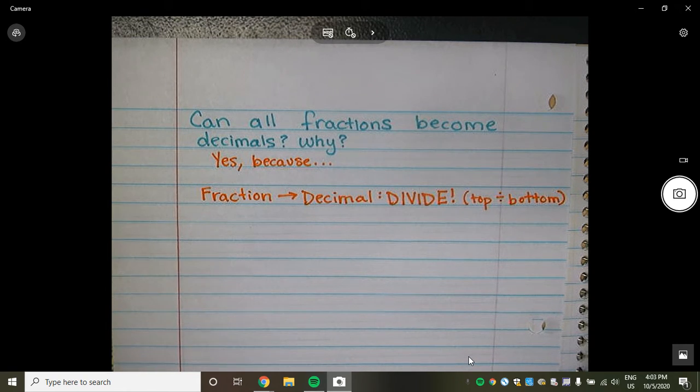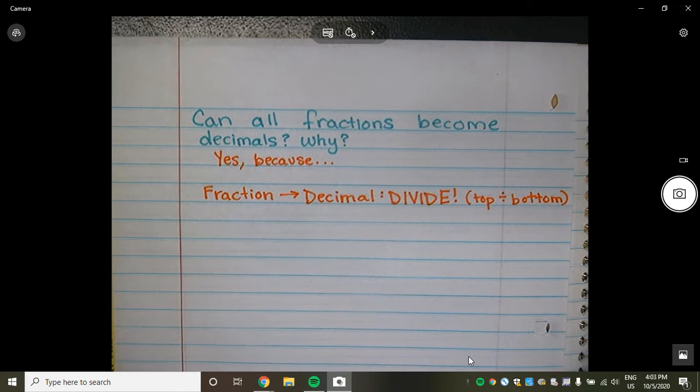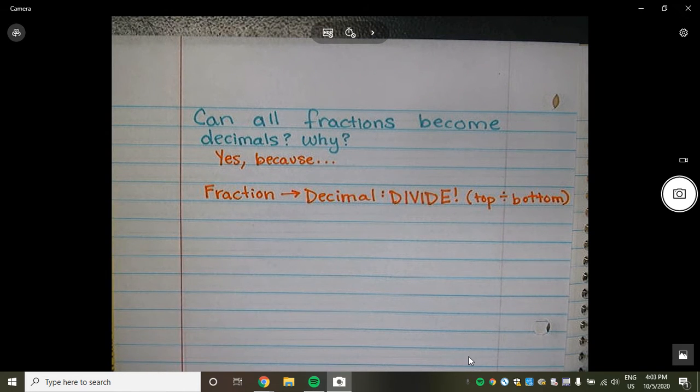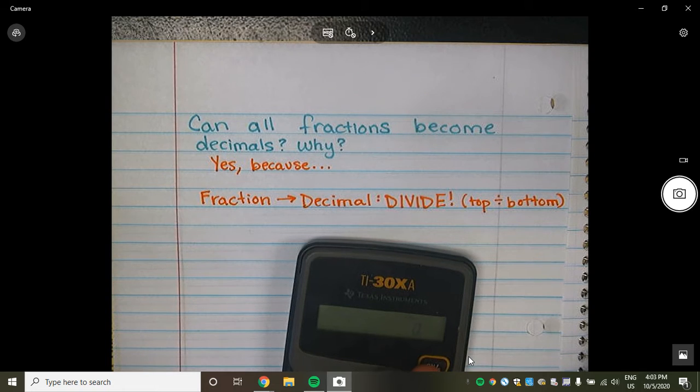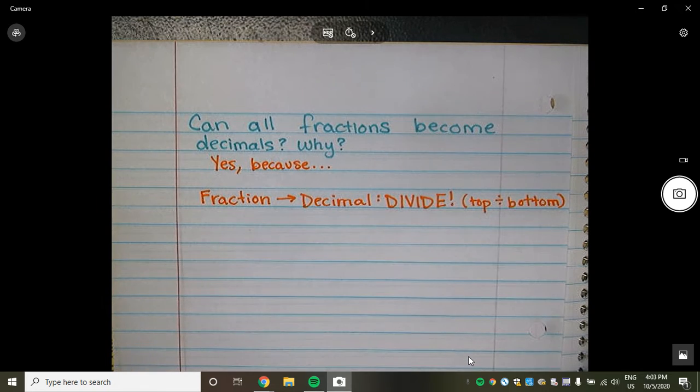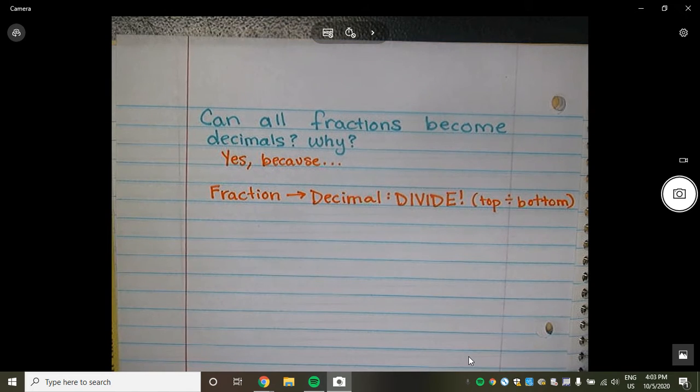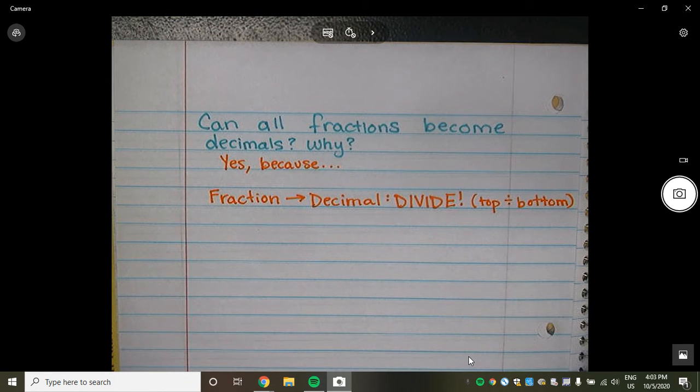We're going to do a couple examples here. Some of our examples will be fractions that turn into decimals that terminate, which means they end. And some will have repeating. Some of these we can do fairly easy without a calculator, and some we will be using a calculator for. When you do the Kahoot today, if you have a calculator on your Chromebook, you can use that if you feel that you need to.